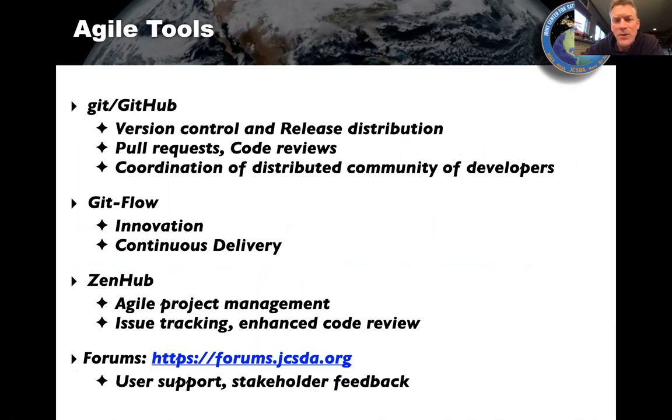So if you issue a pull request and you review the code, this can be done asynchronously across different time zones, and people can collaborate in this way. We also make use of GitHub teams to do the same sort of thing, bulletin board type things to coordinate our distributed community.